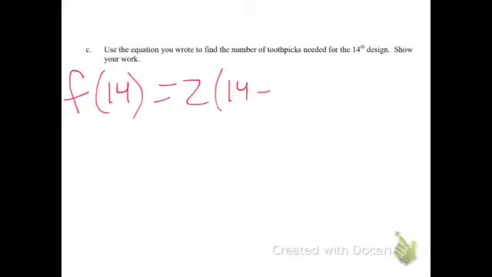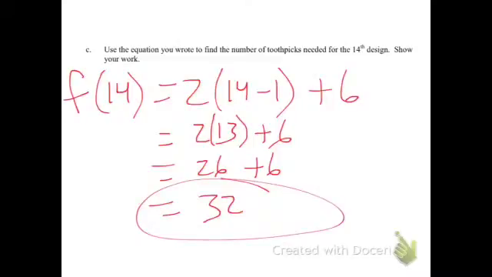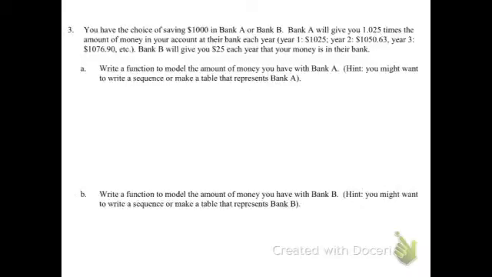C, use the equation you wrote to find the number of toothpicks needed for the 14th design. Show your work. Alright, well, we'll just take 14, put it in for n. So you have to do 2 times 14 minus 1, plus 6. 14 minus 1 is 13. So 2 times 13 plus 6. 2 times 13 is 26. Add the 6 there, and you got 32. So you're going to get 32 toothpicks.